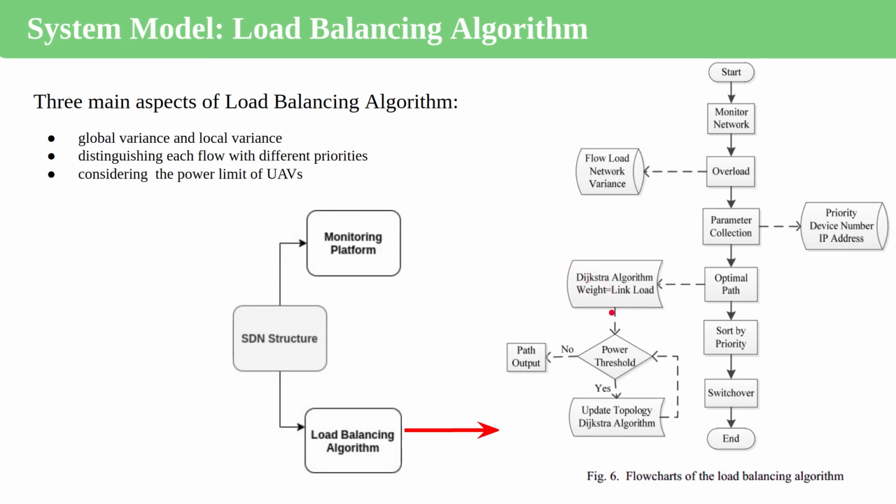When the optimal path is obtained, they check the power of the UAVs, and if the power consumption exceeds the power threshold, the UAV and the links it connects to are removed from the topology and the routing path is replanned in a new topology. When the optimal path is determined, a device with highest priority is switched first according to the priority of devices. The link load state will be detected again after a switch over.